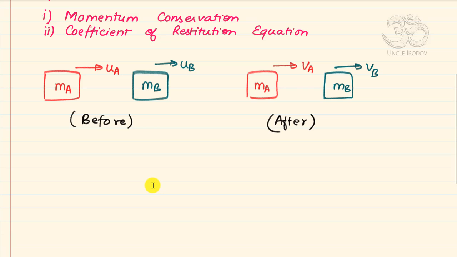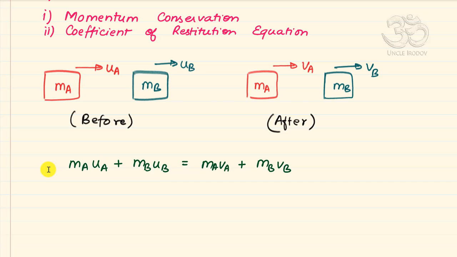So the first equation is obviously for the momentum conservation. That equation will look like ma ua plus mb ub is equal to ma va plus mb vb. This is, let's call it equation number 1.